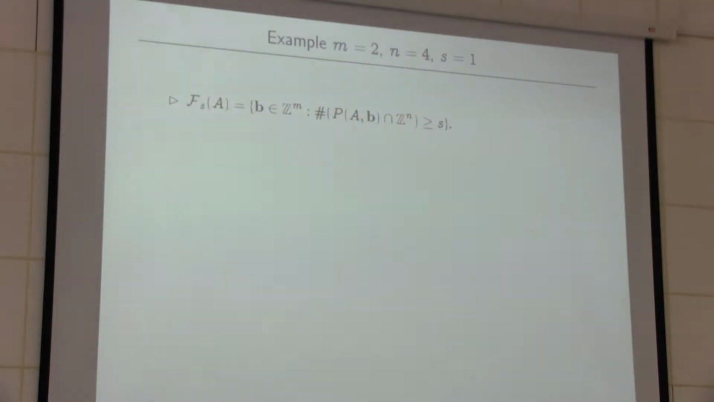So now we're going to consider an example. So we take m to be equal to 2, n is equal to 4, and s is equal to 1. These 4 points here correspond to the 4 columns of the matrix A. Okay? So then it's more or less clear that the set of our interest is always contained in the cone generated by the column vectors of the matrix A.